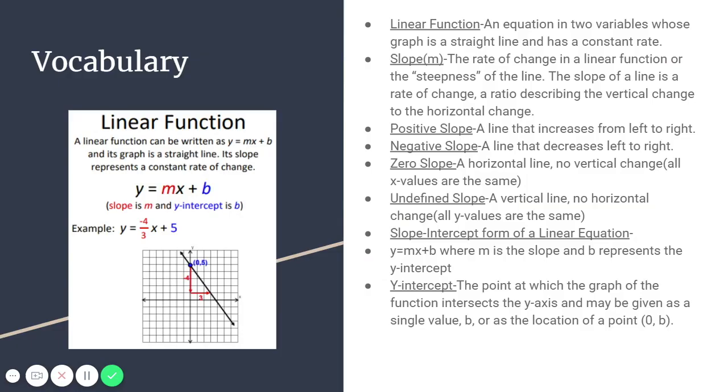A quick review of this week's vocabulary. The terms are as follows: linear function, slope, positive slope, negative slope, zero slope, undefined slope, slope-intercept form of a linear equation, y equals mx plus b, and y-intercept. Please see the linear function description, the pictorial description to the left, as a reference for this week's vocabulary.